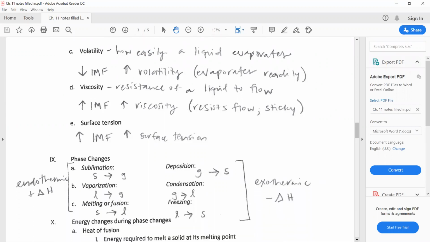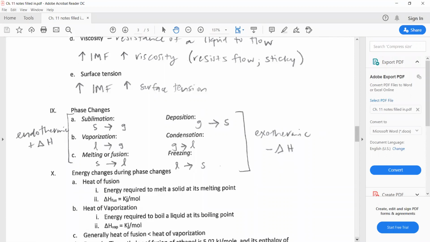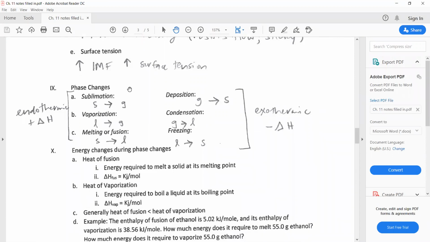Here's a review of the phase changes. There's sublimation, which goes straight from solid to gas. Then there is vaporization, which is liquid to gas. And there's melting or fusion, which is solid to liquid. In that direction, do you notice they're all going solid, liquid to gas, all in that direction?